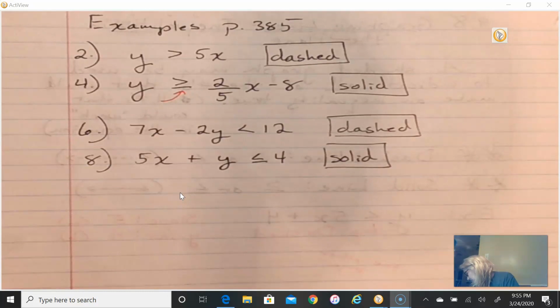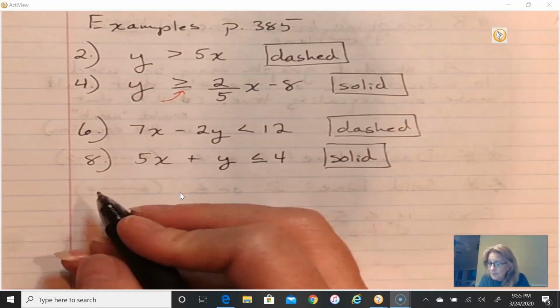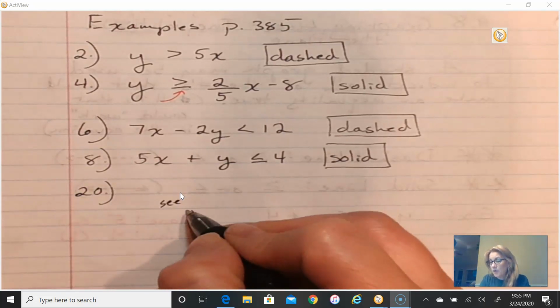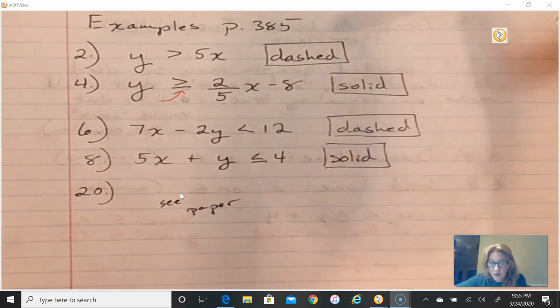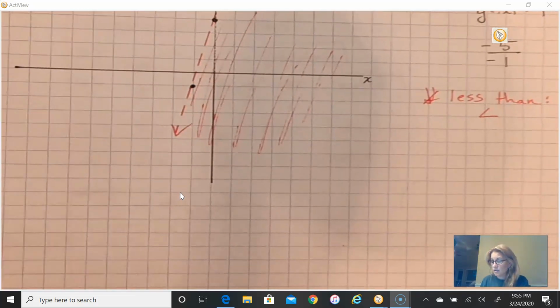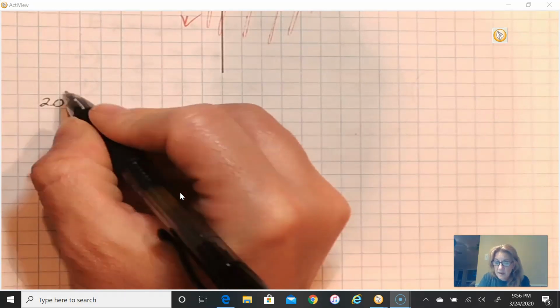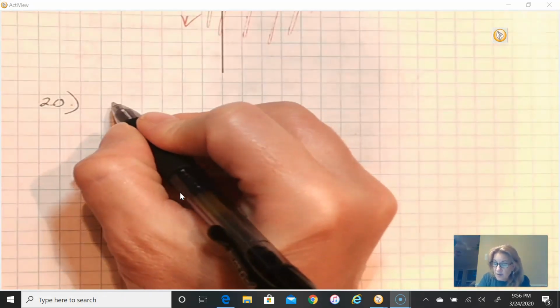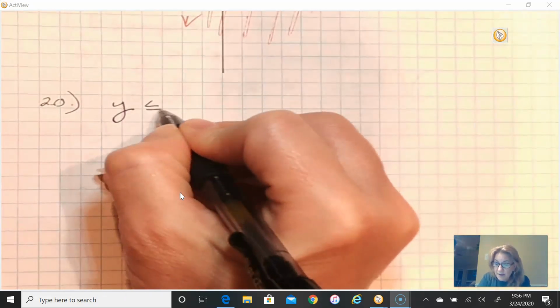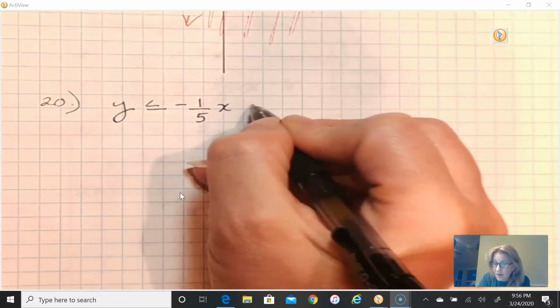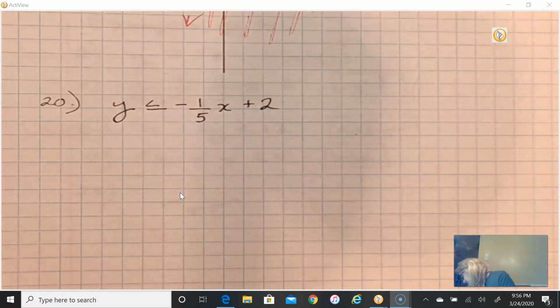Okay, we're going to skip down to 20. And I'm doing C paper. We're going to do it right here. The equation is y is less than or equal to negative 1 over 5x plus 2. It says graph the solutions to the following inequalities.